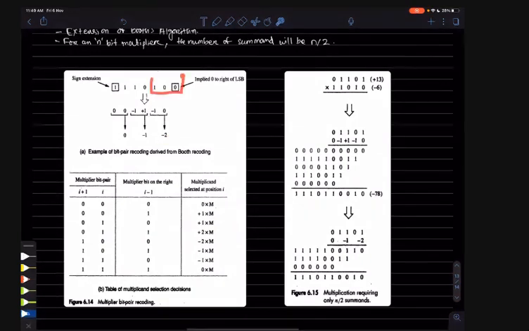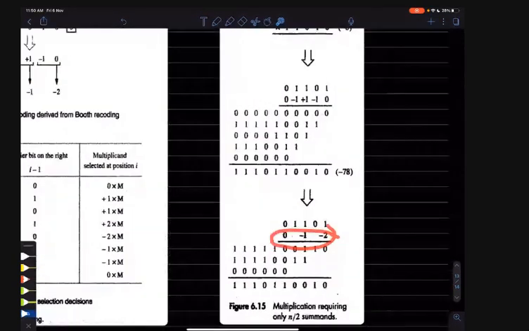After these 3 bits are coded, the next 3 bits are these. For this 3 bit group it is 101, and -1 is the code, so you write -1 here. Then the next 3 bits are 111, and 111 means 0. So now our multiplier becomes 0, -1 and -2.